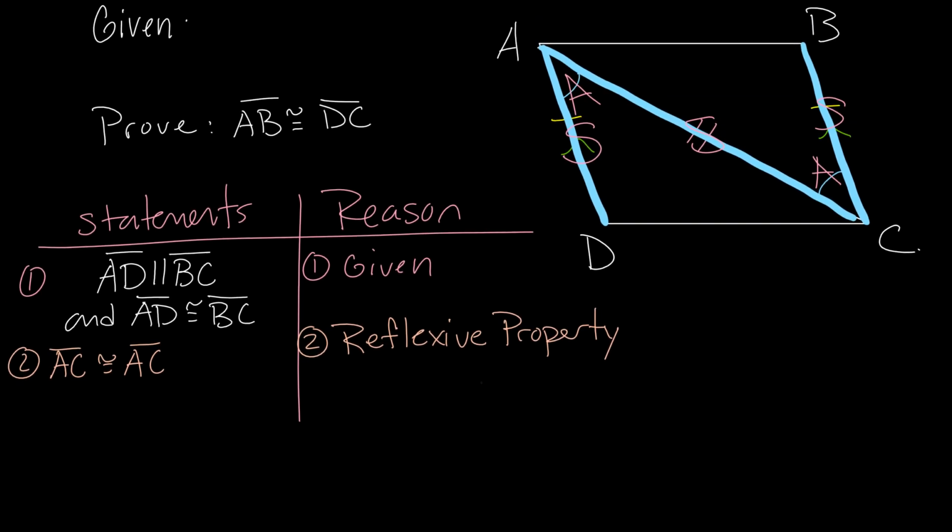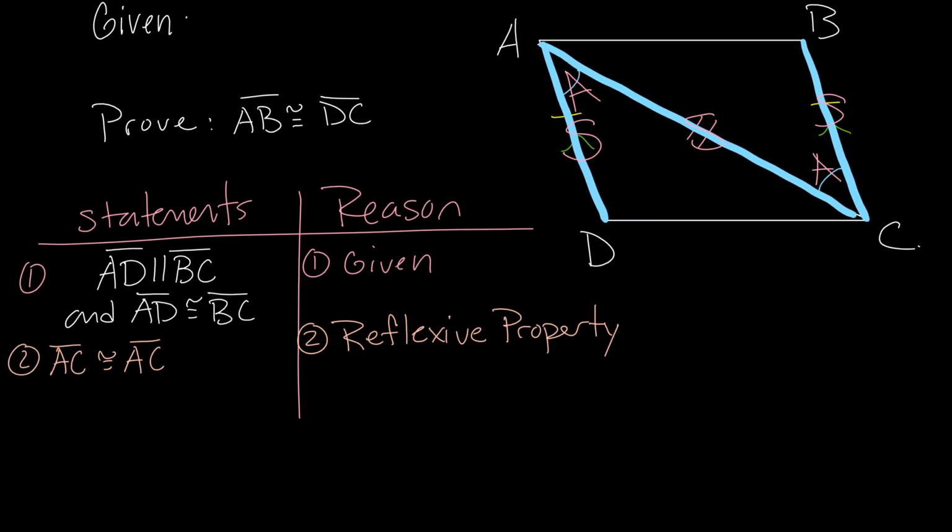Then, what did I do after that? Yes, I marked the alternate interior angles congruent. So, what could I call this top alternate interior angle? DAC. So, angle DAC is congruent to angle BCA. Beautiful.